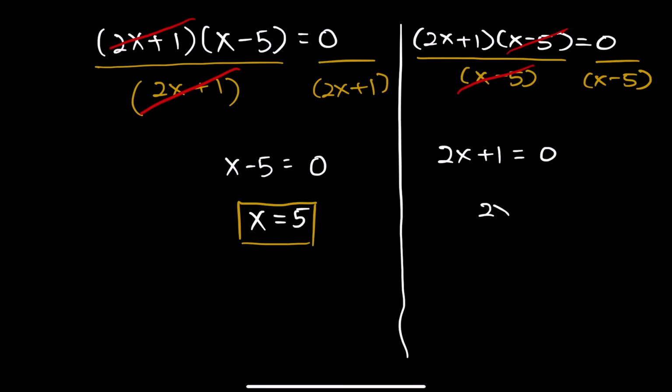0 divided by anything is 0. Now we subtract 1 from both sides, so we get 2x is equal to negative 1. And finally, you divide both sides by 2. So you get x is equal to negative 1 divided by 2. So a negative half. So that's the solutions for this particular problem.